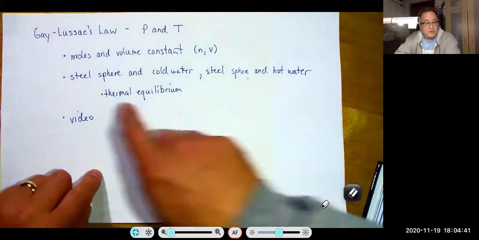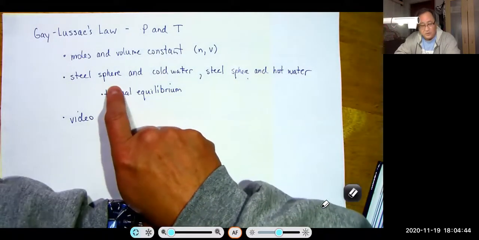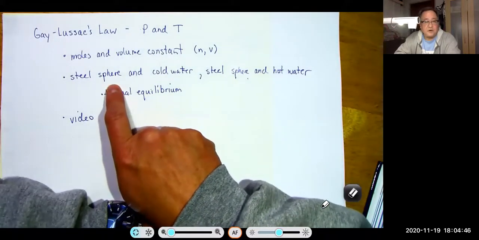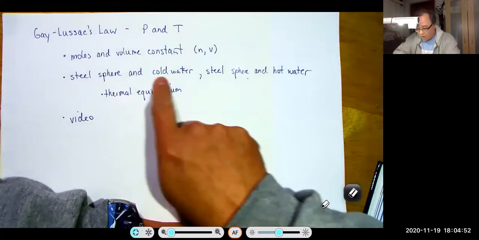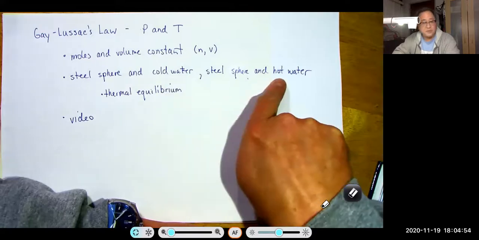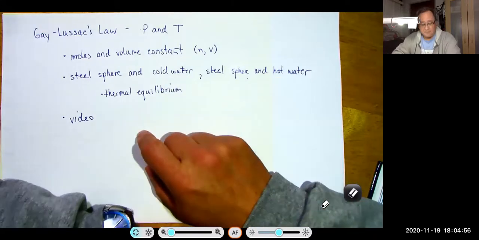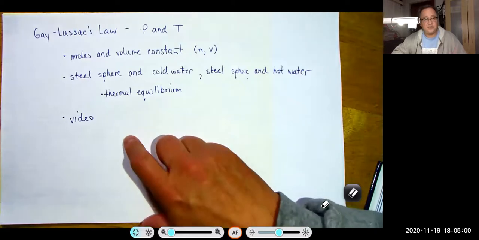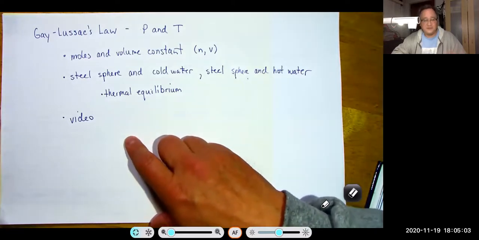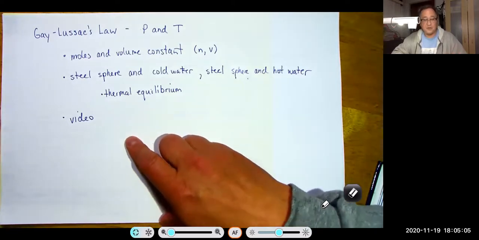Well, in this experiment, we're going to use a steel sphere. And because it's a steel sphere, its volume cannot change. And to change the temperature of the steel sphere, we're going to use cold water and we're going to use hot water. So we're going to put the sphere in cold water. And because of thermal equilibrium, the gas in the sphere should become the same temperature as the sphere, which should become the same temperature as the cold water.